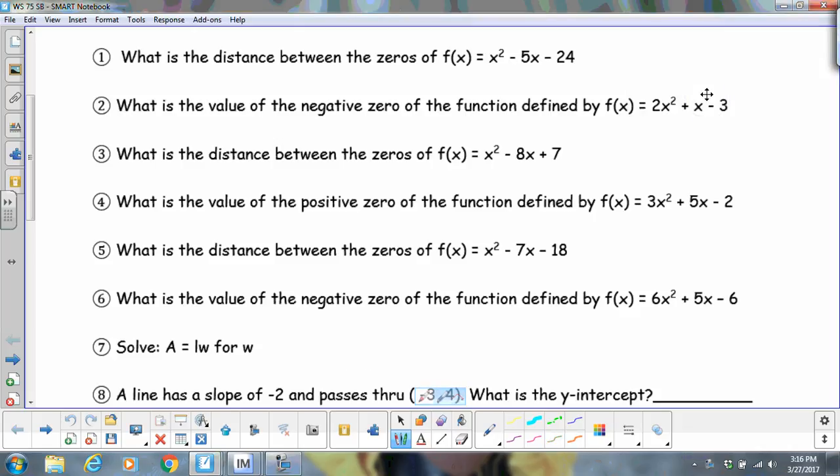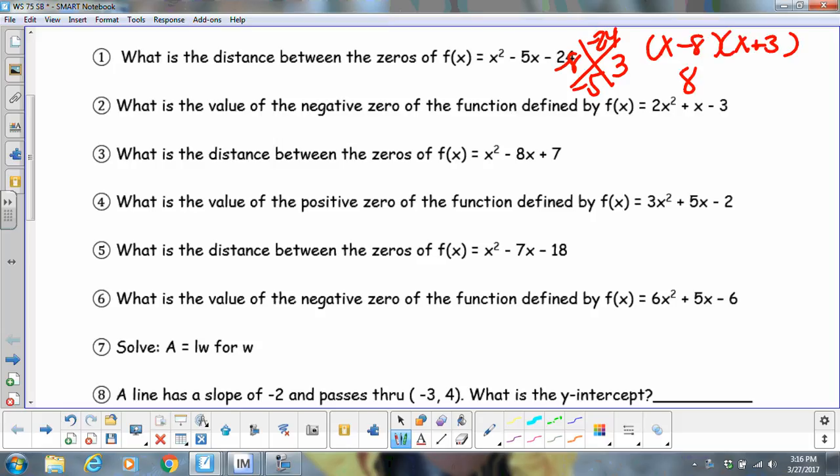All right, just going to work through a few of your problems today. First one says, well, it's the distance between the zeros. So that means the first thing you need to do is find your zeros. And remember, we do that by our X box. So negative 24 and negative 5. It's going to give me negative 8 and positive 3.